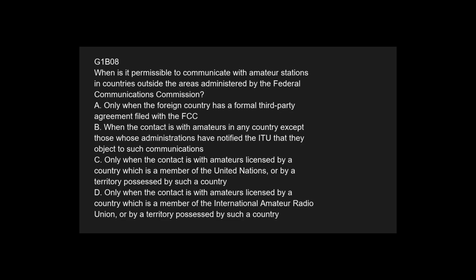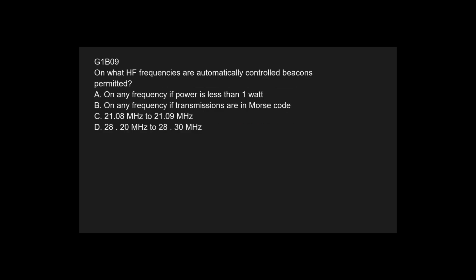Question: when is it permissible to communicate with amateur stations in countries outside the areas administered by the Federal Communications Commission? The correct answer is B. When the contact is with amateurs in any country except those whose administrations have notified the ITU that they object to such communications. Question: on what HF frequencies are automatically controlled beacons permitted? The correct answer is D, 28.20 MHz to 28.30 MHz.